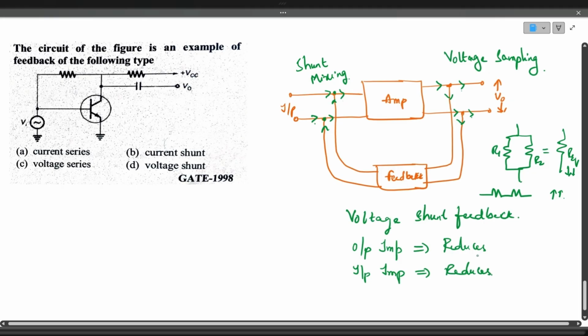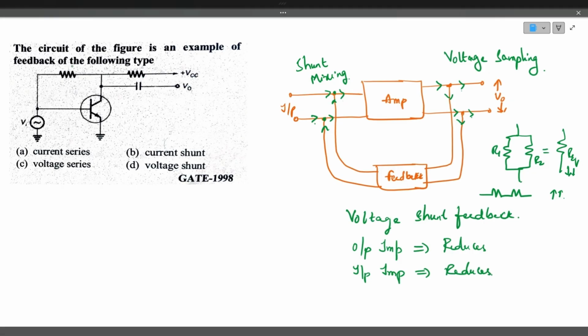Now if you see in the circuit, this is the feedback element. This feedback element is connected at the output such that current is divided here. Current will be divided here like this. So this is called shunt sampling or voltage sampling. Even at the input side, it is given in shunt mixing. That's why this input current and this current, the current division rule will apply here. So this is voltage sampling and shunt mixing. So voltage shunt circuit.